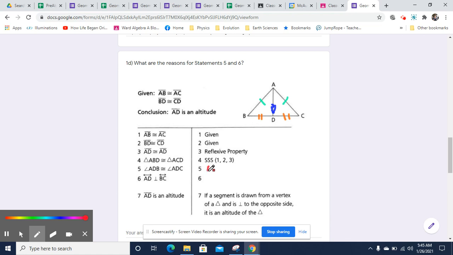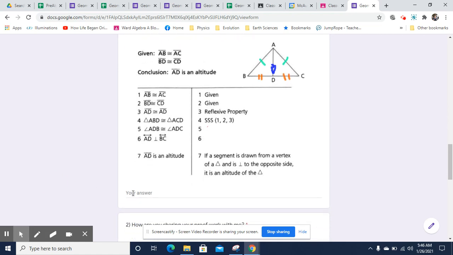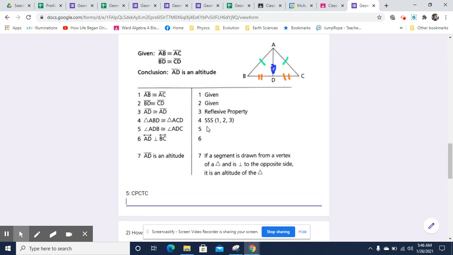Okay, so I'm not going to do it that way. It takes too long to type, to handwrite. I'm just going to type in the answer. So number 5, I'm sorry, CPCTC, because we've proven the triangles are congruent. Corresponding parts of congruent triangles are congruent.